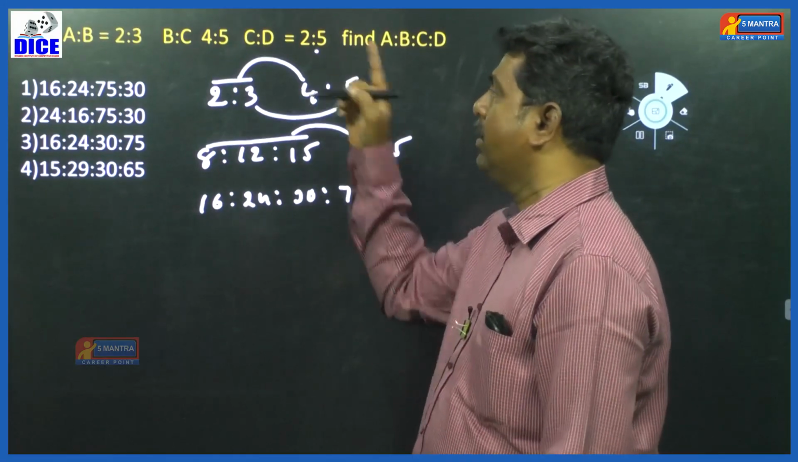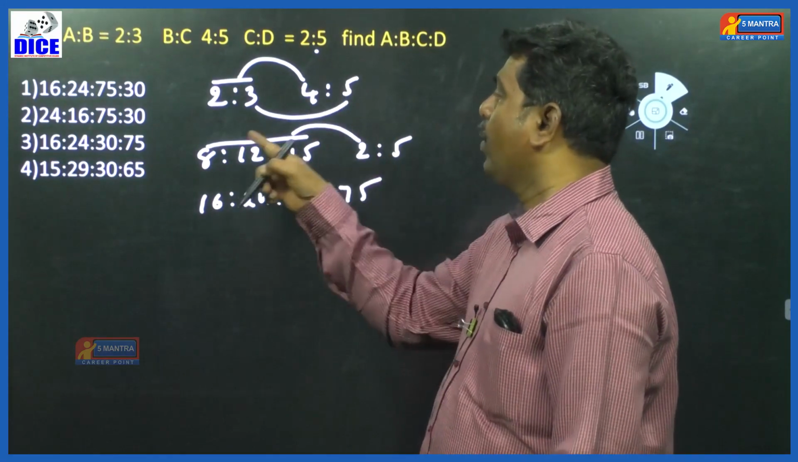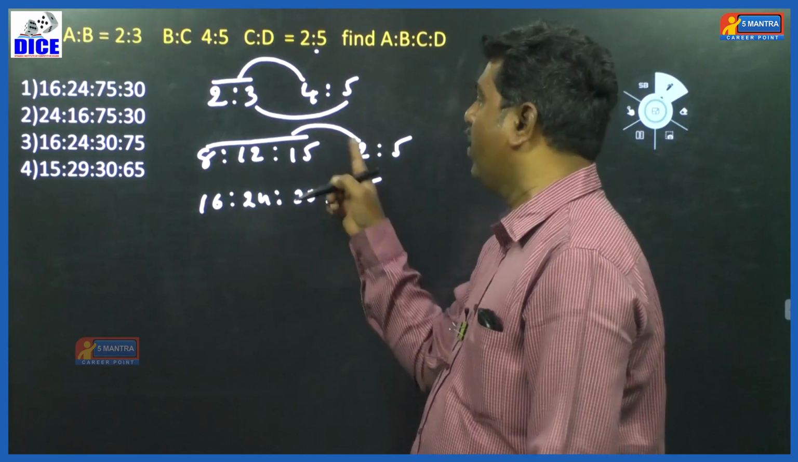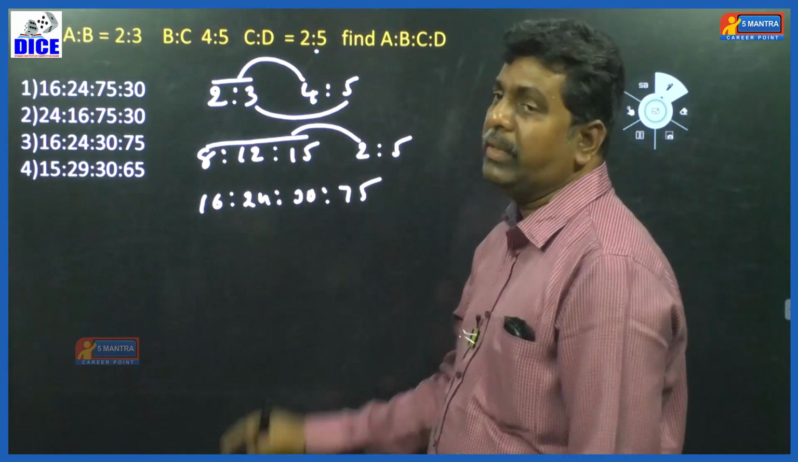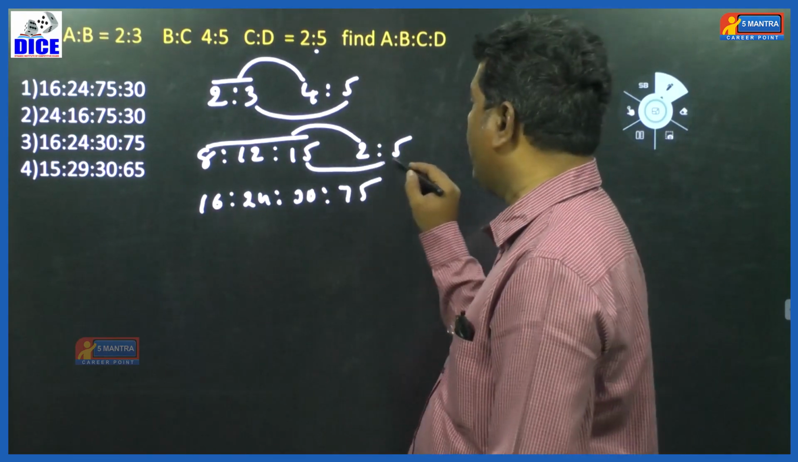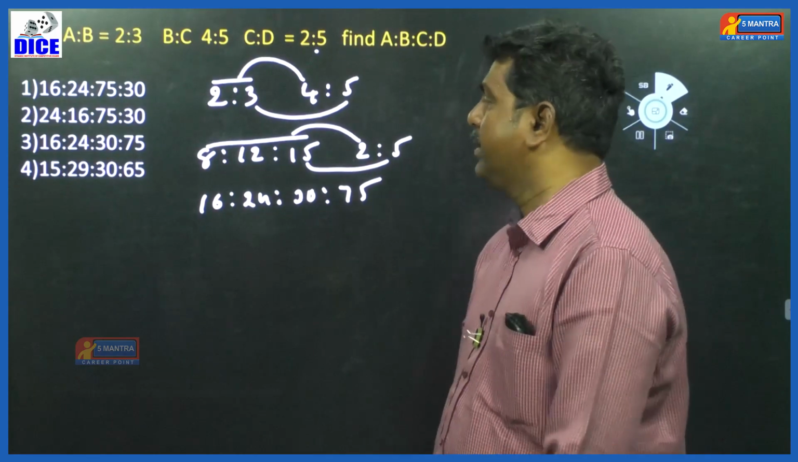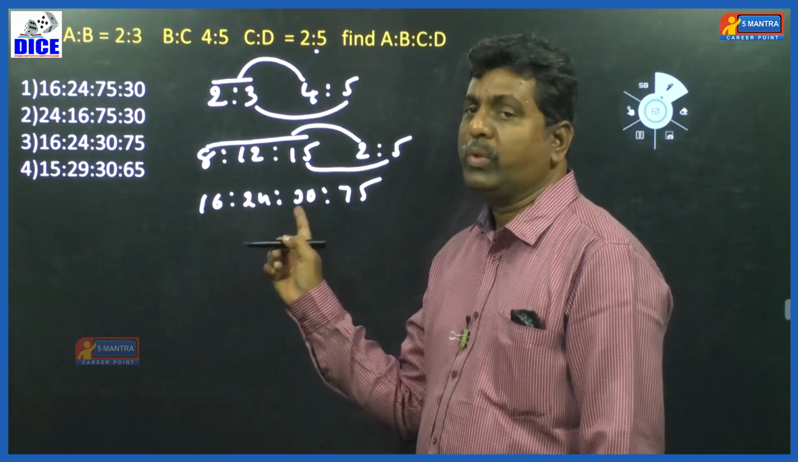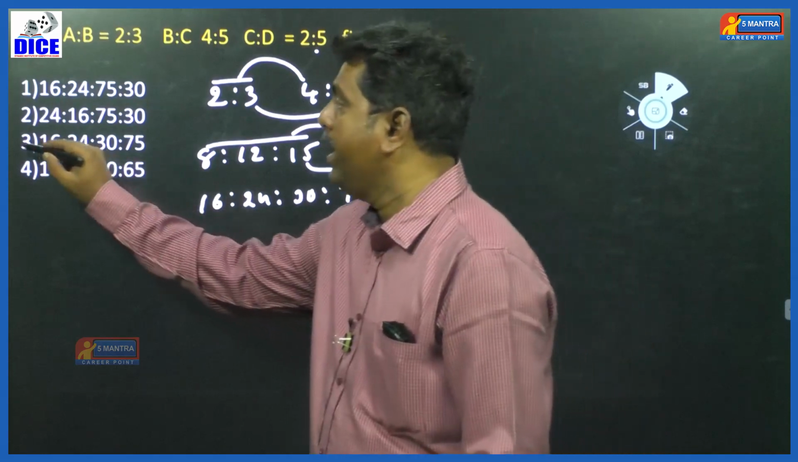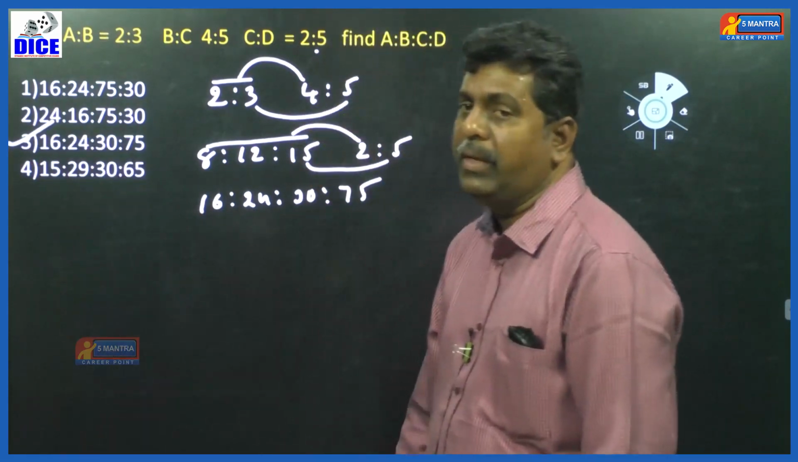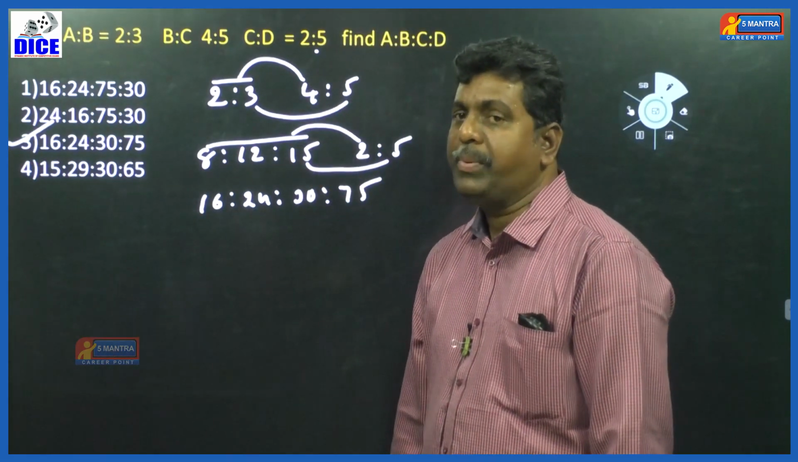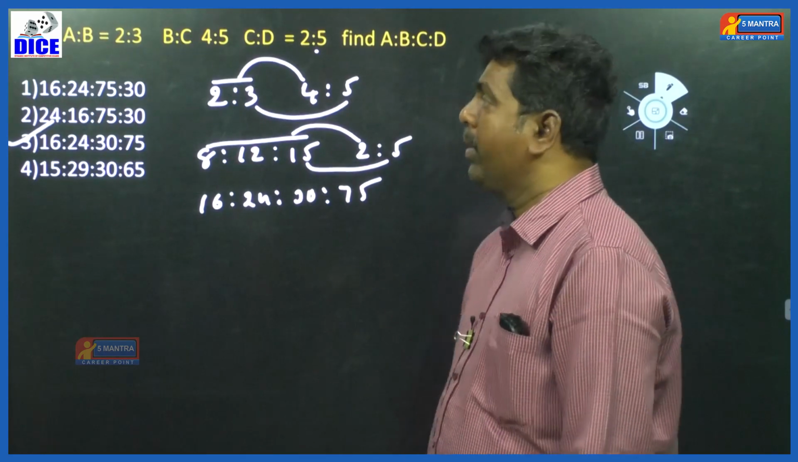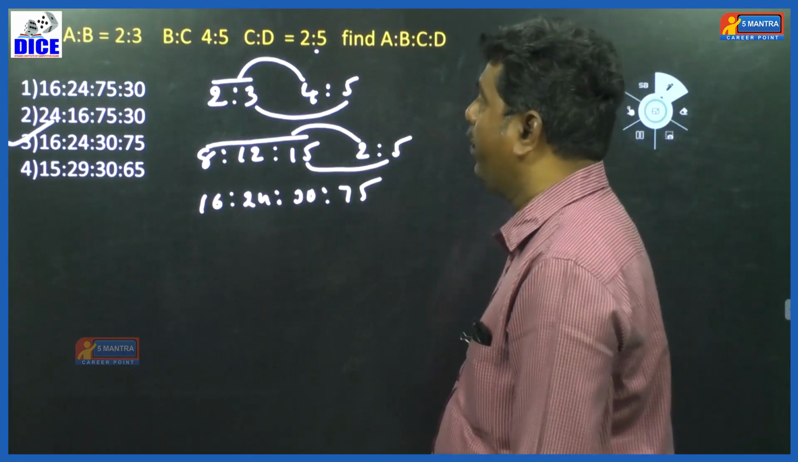Next, we can take the second term, that is 2:5. So 2 into 8, 16. 2 into 12, 24. 2 into 15, 30. So next, last term, that is 15 into 5, 75. Therefore, the required answer is 16:24:30:75. Option 3 is the correct answer. Now we can go for the next new model.